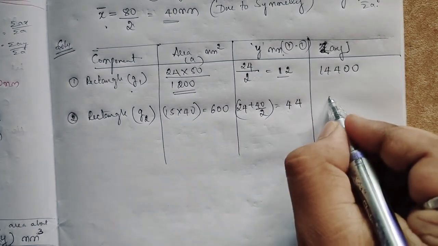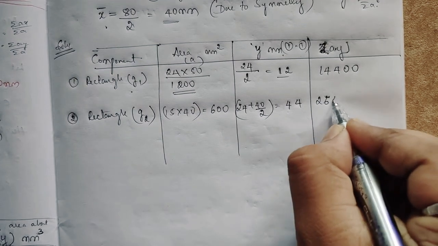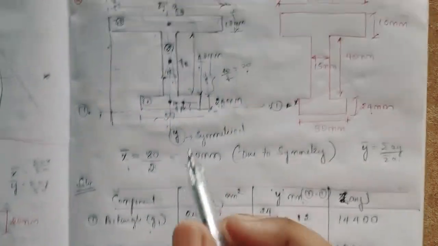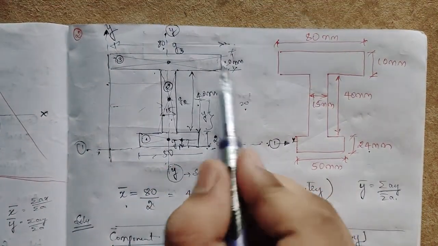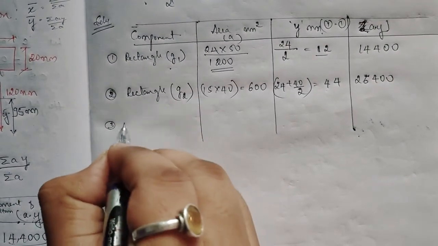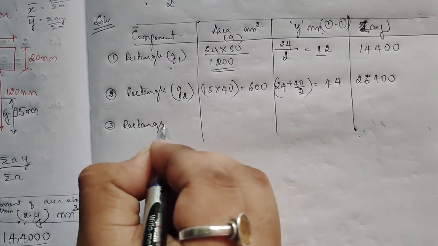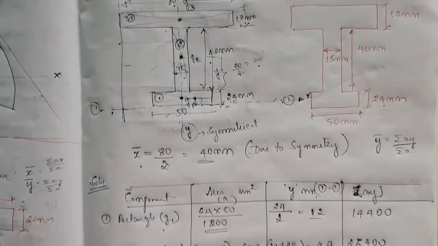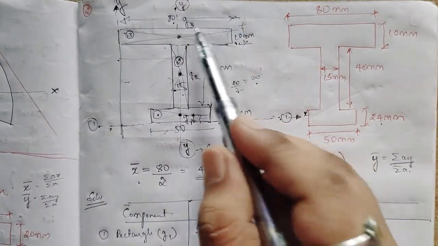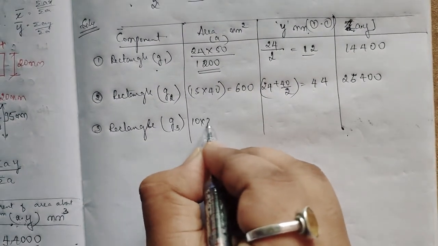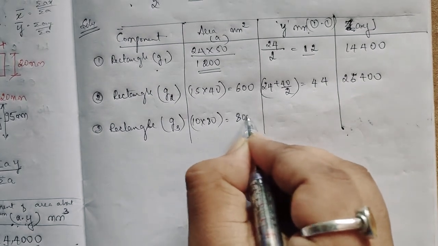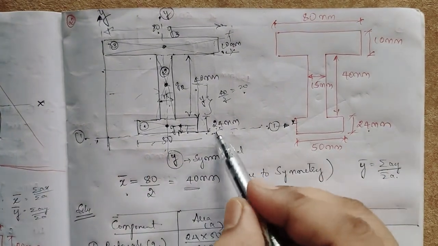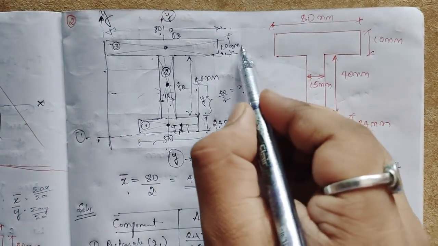So multiply both, you will get 26,400. ಆಯಿತಾ? ನೆಕ್ಸ್ಟು ಥರ್ಡ್ ರೆಕ್ಟ್ಯಾಂಗಲ್ ತೊಗೊಳ್ರಿ. ಸೊ 10 into 80. ಸೊ ಥರ್ಡ್ ರೆಕ್ಟ್ಯಾಂಗಲ್ G3. Okay, what we want, this is 10 into 80 is the area, 10 into 80, it is nothing but 800. Now find y from the reference axis. Okay, first ಇಲ್ಲಿ ಫೈಂಡ್ ಮಾಡಿರಿ.